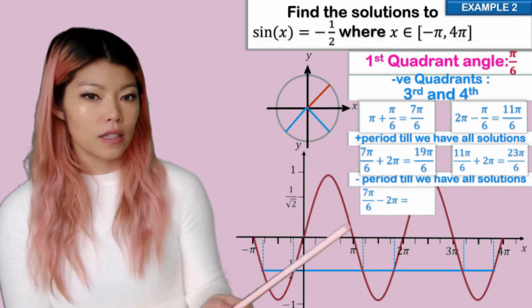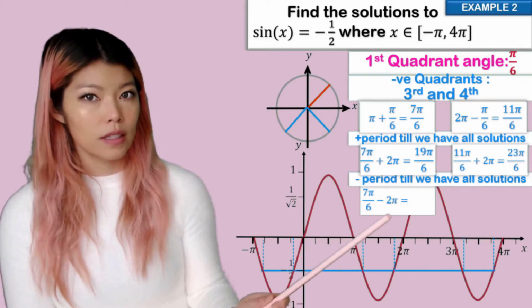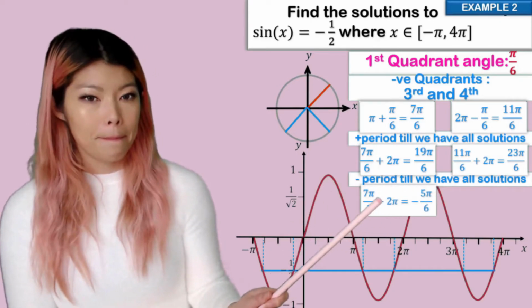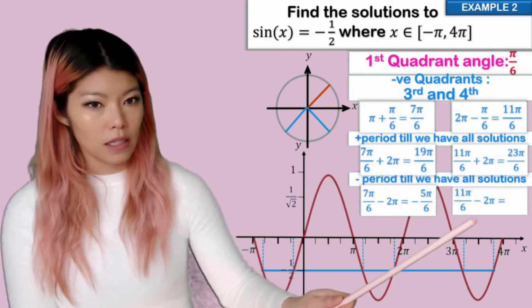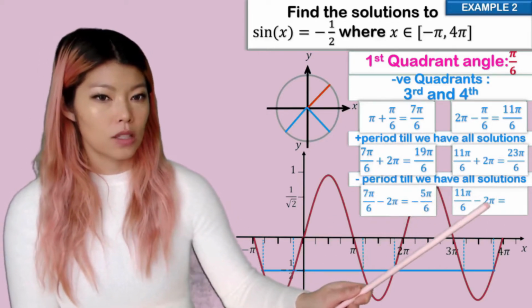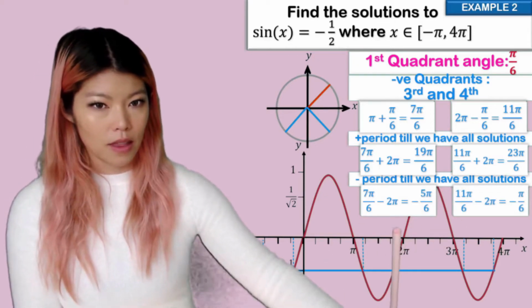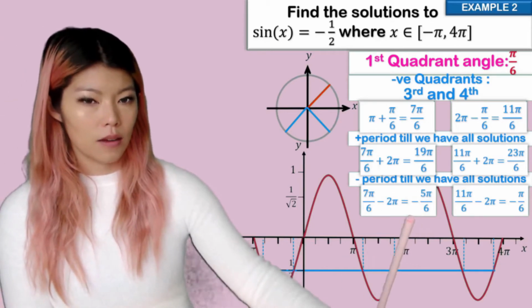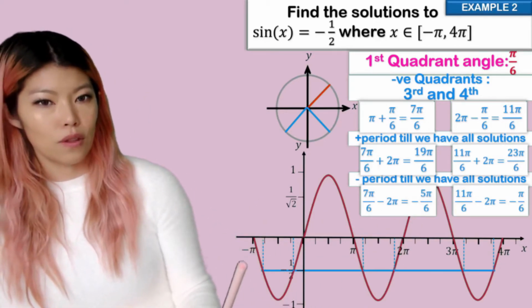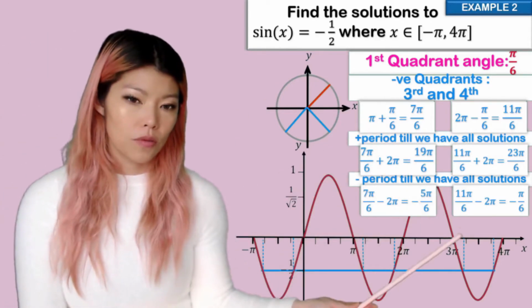So 7 pi over 6 minus 2 pi. So 7 over 6 minus 12 over 6. 7 minus 12 is minus 5 pi on 6. And 11 pi on 6 minus 2 pi is 11 minus 12, which is minus pi on 6. So we can see that second one becomes that minus pi on 6, and that one there is that one over there. So you add a period or subtract a period, depending on whether you go to the right or the left.